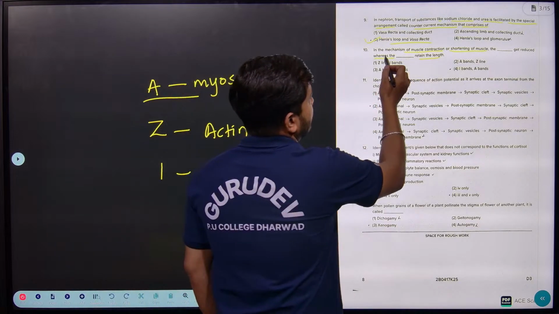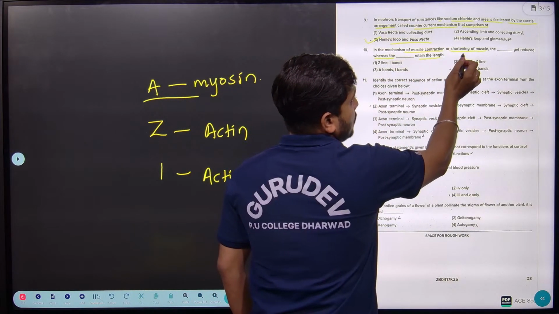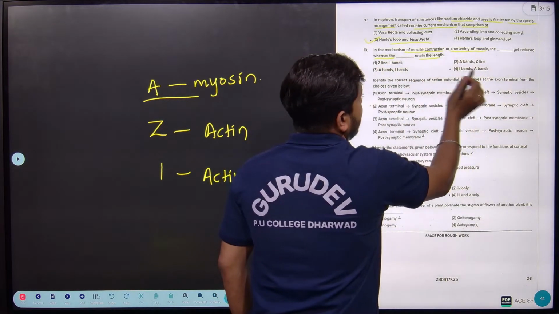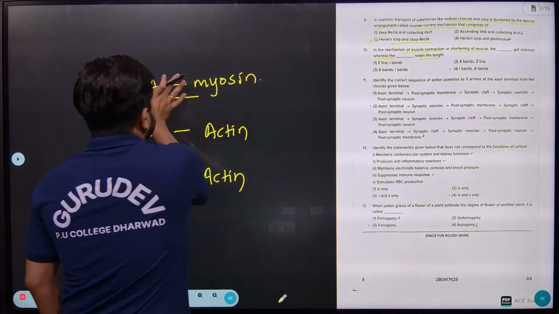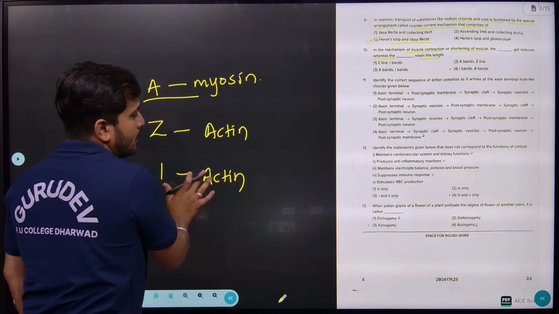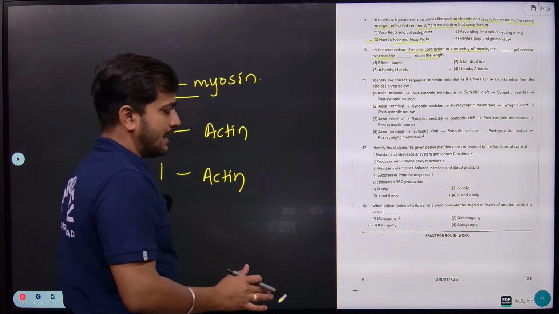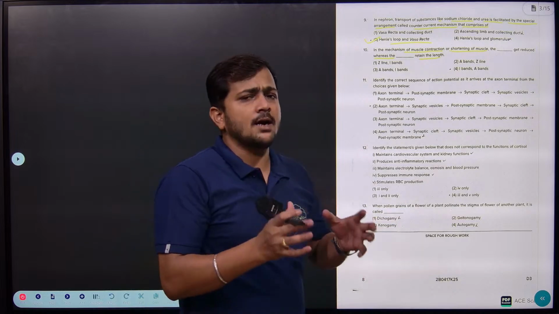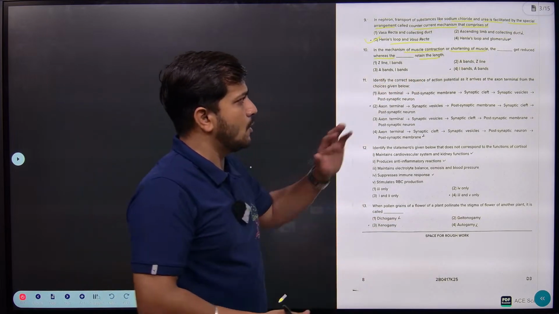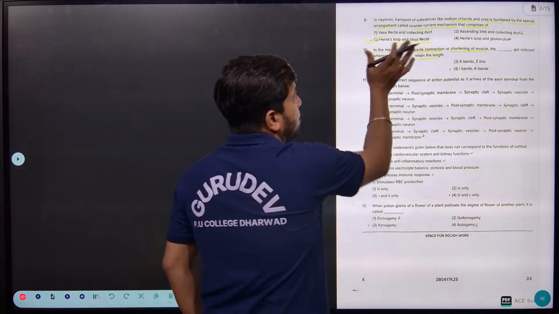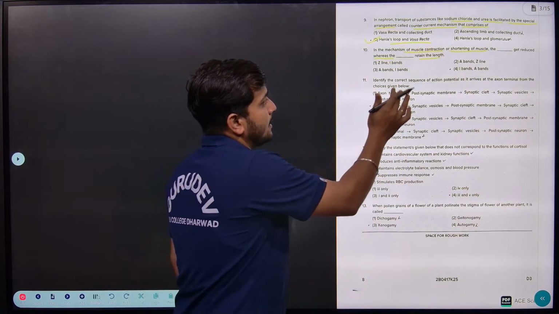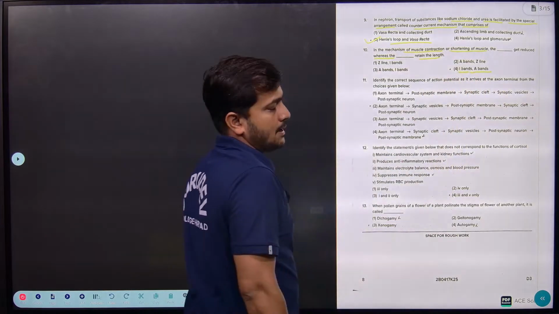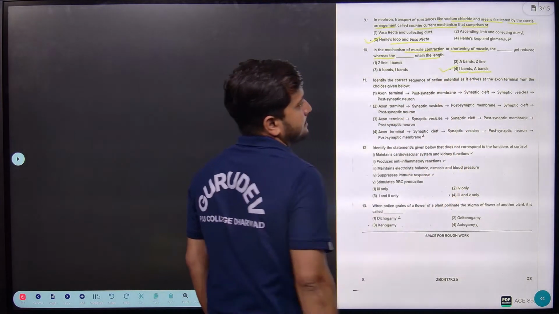So the answer is: in the mechanism of muscle contraction or shortening of muscle, the I band gets reduced whereas the A band retains its length. The A band retains its length and the I band changes its length. With respect to the Z line, on a sarcomere basis it can become shortened. Who retains the length? The A band. Who gets shortened? The I band. So here the answer is 10.